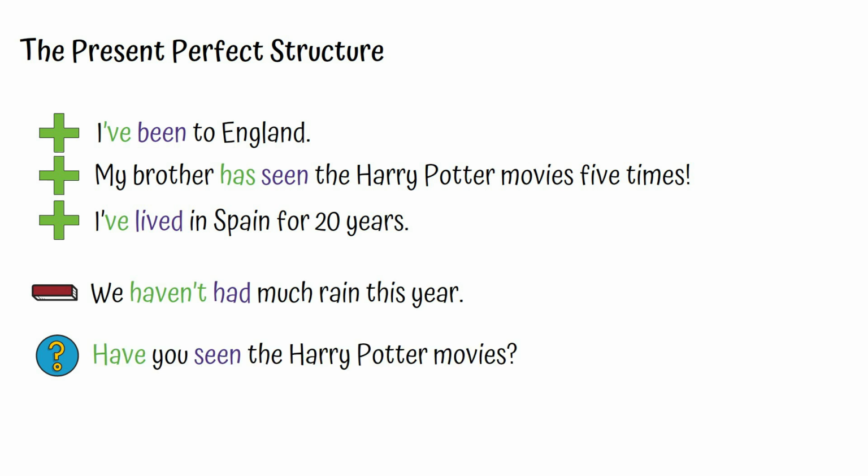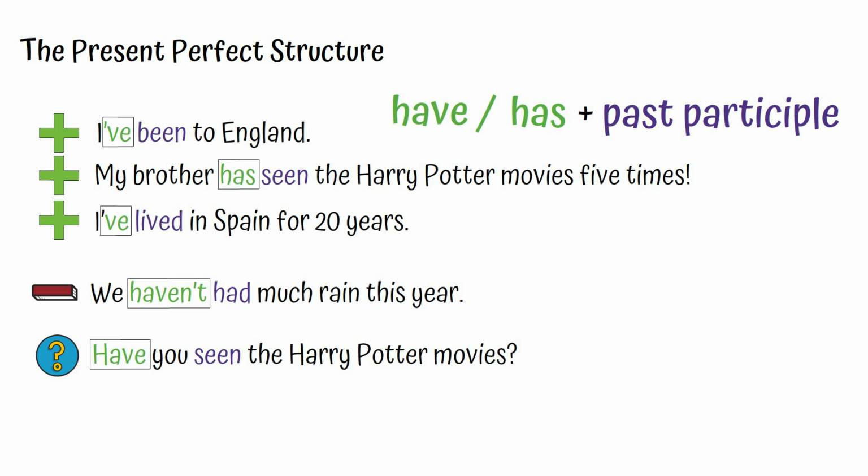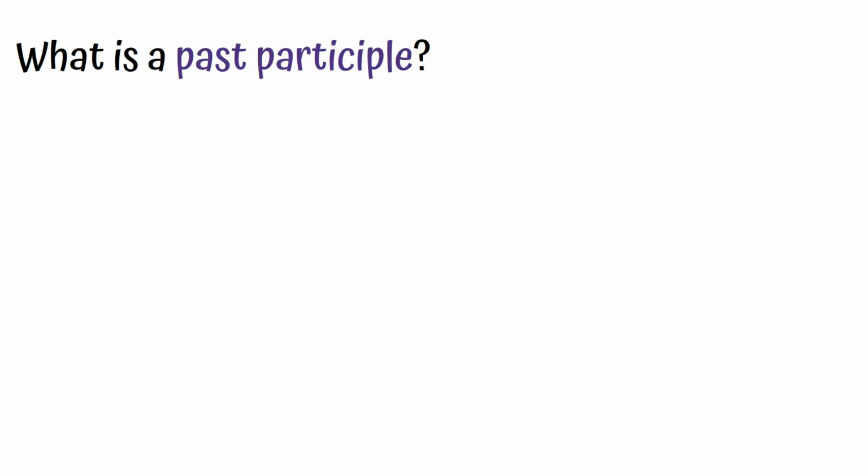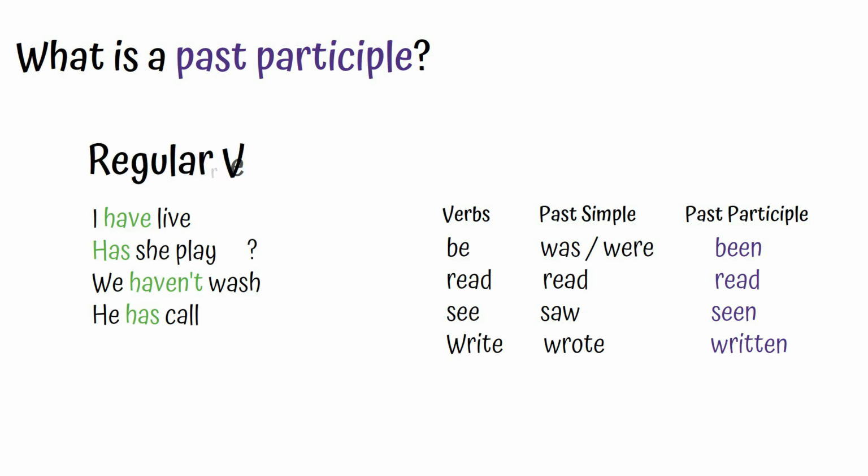To form the present perfect, we can use the auxiliary verb have or has, plus a past participle. What is a past participle? Well, this is pretty easy. For regular verbs, we can just add ed to a base form of a verb.